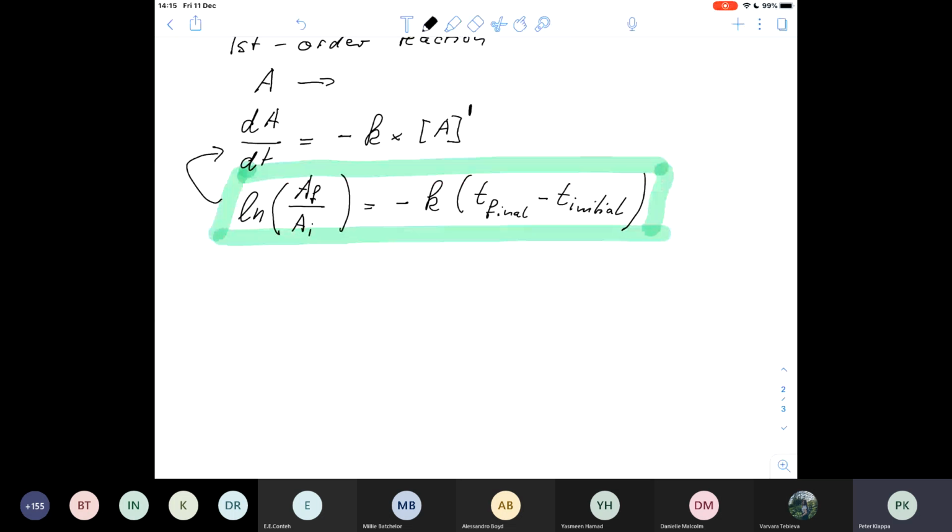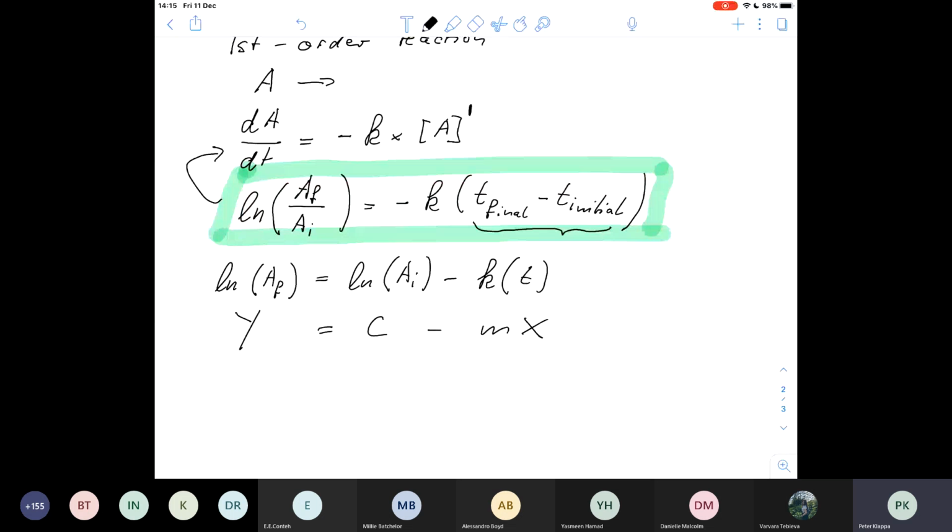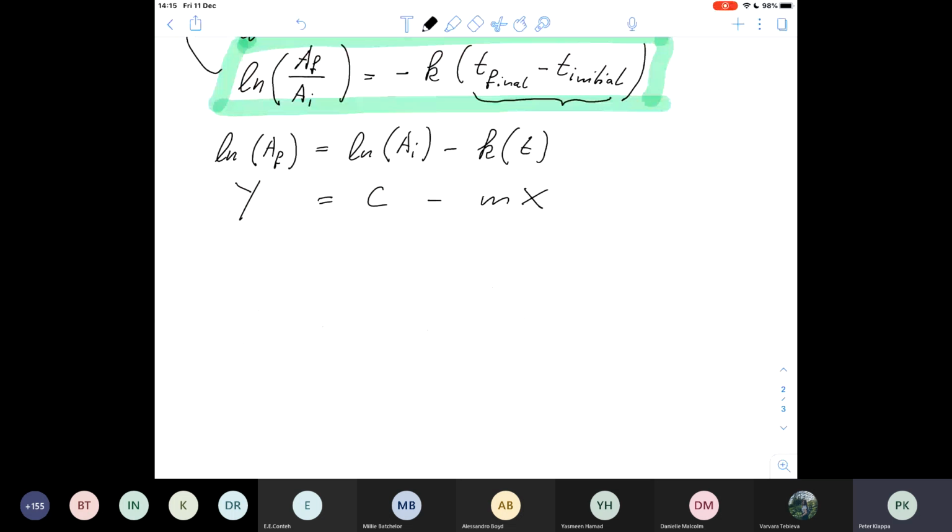Of course, we can write this equation also in a slightly different format. We can write it as ln A final equals ln A initial minus k times t, and for that I just simply set the t initial to 0. I just simply write this as t, and I've got a straight line equation, y equals c minus mx, or if I write it in a slightly different form, but I think you can figure that out.